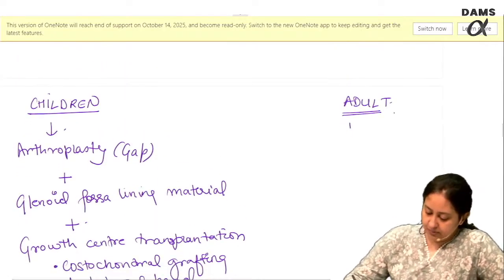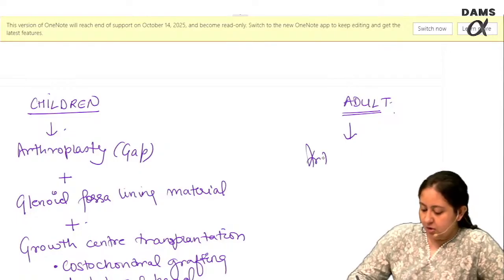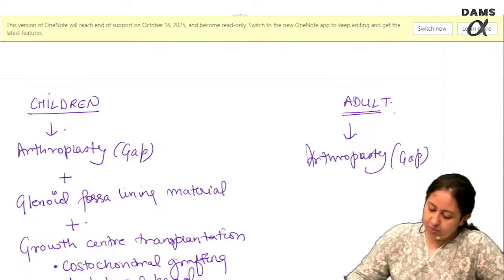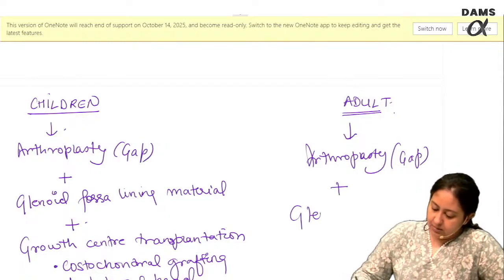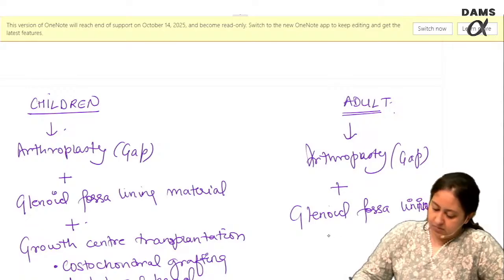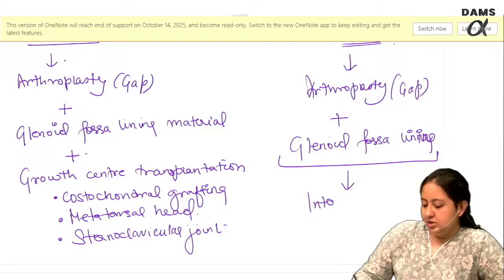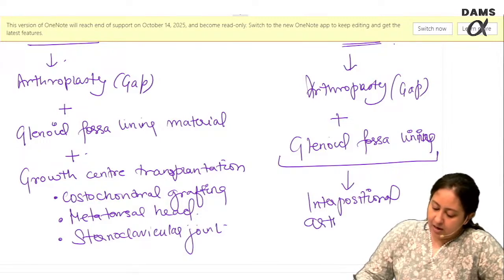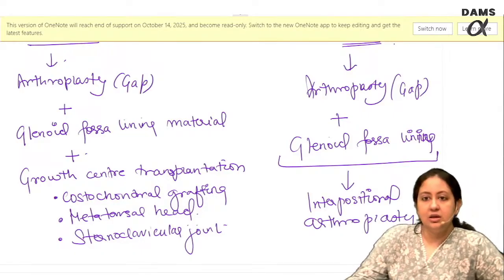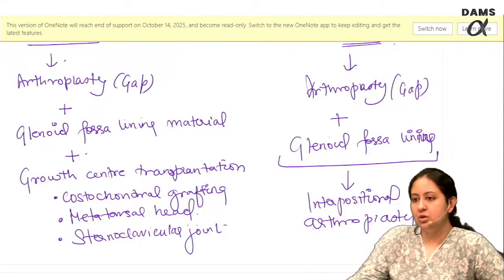Whereas in adults, you can do a gap arthroplasty plus glenoid fossa lining material. So this becomes an interpositional arthroplasty. So in a child, interpositional arthroplasty plus growth center, and in an adult, just an interpositional arthroplasty. Is it clear? Aarti, have you understood? Please let me know.